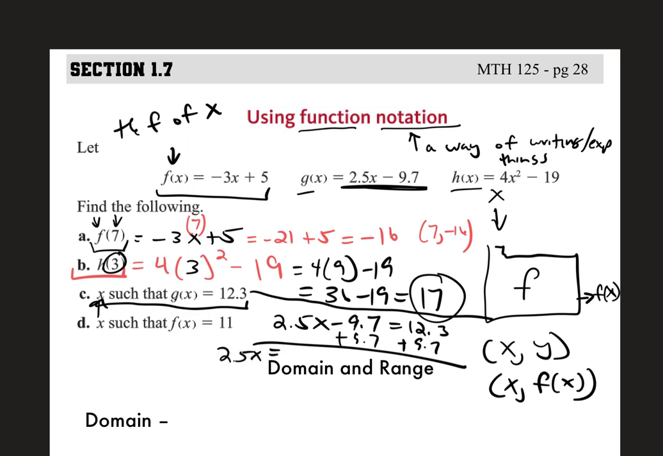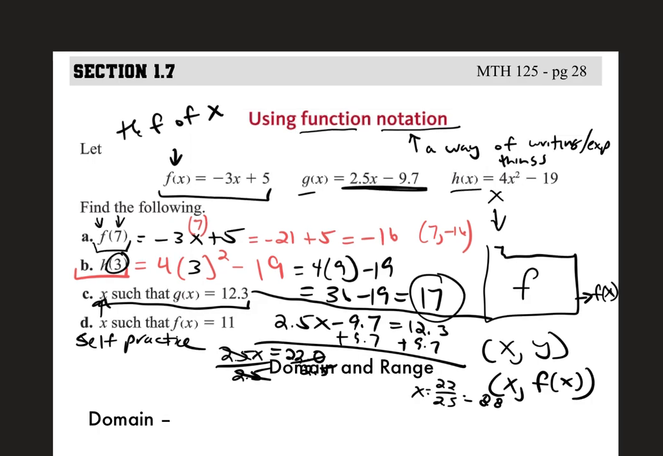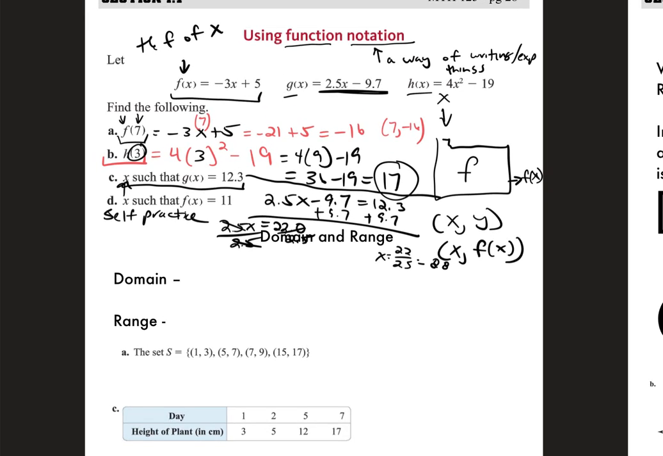2.5x equals 22. And then I divide both sides by 2.5. I know that I would have to put this in a calculator. 22 divided by 2.5 is not a pretty number. It's going to be a decimal. 22 divided by 2.5 is 8.8. Okay, this is a self-practice one right here. That's what we call function notation. You'll hear it a few times.